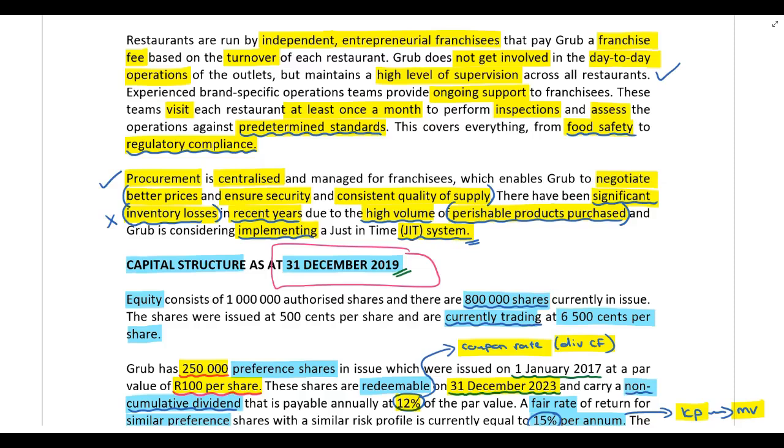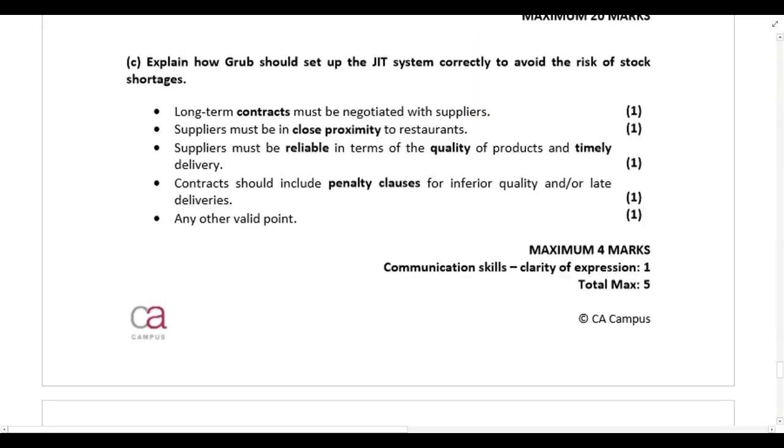Then in addition to that, there should also be penalty clauses. So if the suppliers obviously don't deliver on time, or if they deliver wrong products or inferior quality products, there should be penalties for that. So you try as far as possible to manage the suppliers so you don't have a situation where you run out of inventory. Okay. So they need long-term contracts with the suppliers.